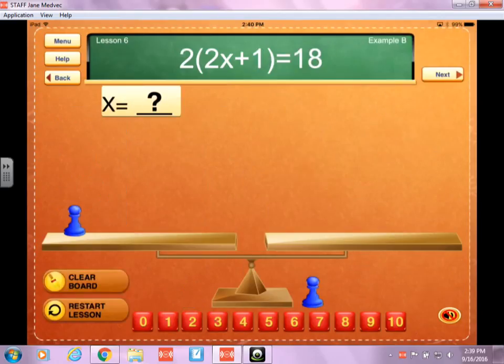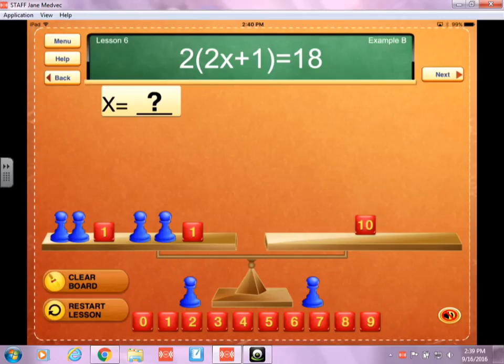So it's 2 packages, so I'm going to go 2x plus 1. There's 1 package. And then I'm going to go 2x plus 1. There's the second package. And that's going to give me 18. So I got an 8, 10, and an 8. Now, how many x's can I take away from each side? None. I can't do it, so I'm going to let it go. How many numbers can I take away from each side? Christian? 2. So I'm going to take 2 away from the left-hand side. And when I take 2 away from the right-hand side, it turns to 16.